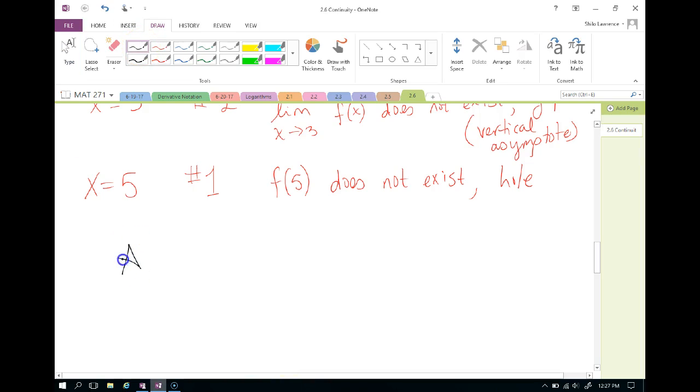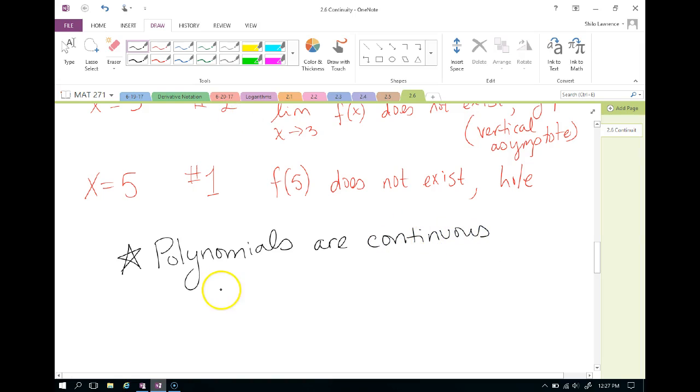So most functions that we deal with, if they're given to us in function notation, they're going to be continuous, especially polynomials. You may remember from algebra class that polynomials are continuous functions from negative infinity to positive infinity. They have no holes in them, they've got no gaps in them, they've got no jumps in them.